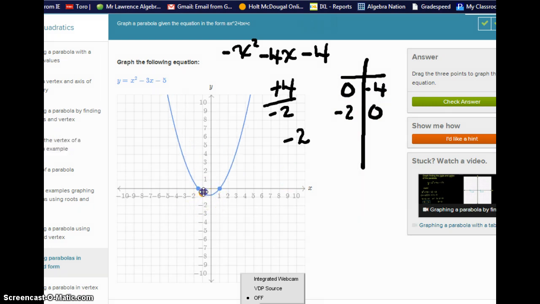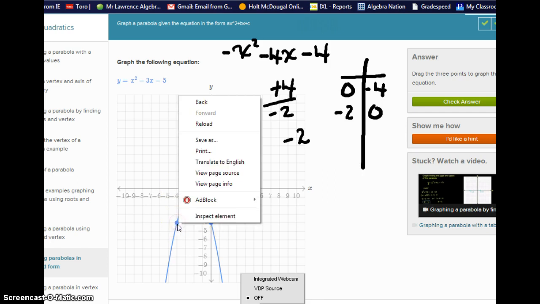I'm at negative 2, 0. Let's see if I can move this over there. Okay, come on. There we go. And I know that I'm at 0, negative 4. And then I'm looking here. I'm 2 across from negative 2 to negative 4. So I'm going to go to 2 past negative 2, negative 4. I think I need to move that over just slightly more.